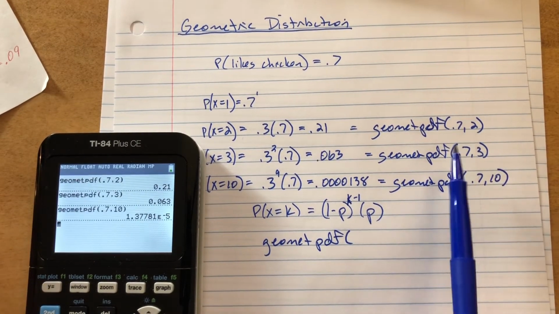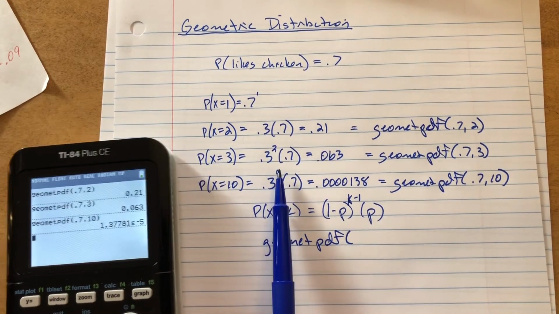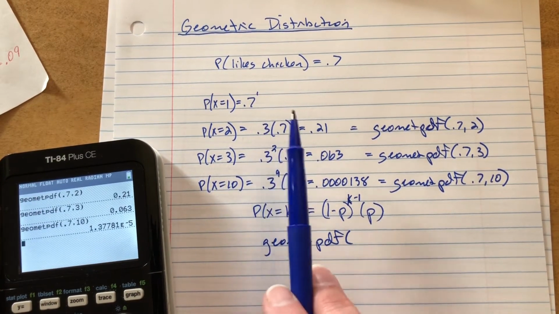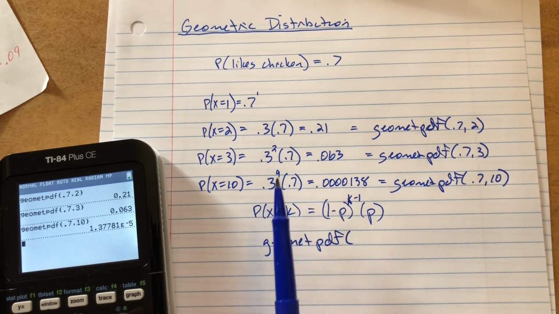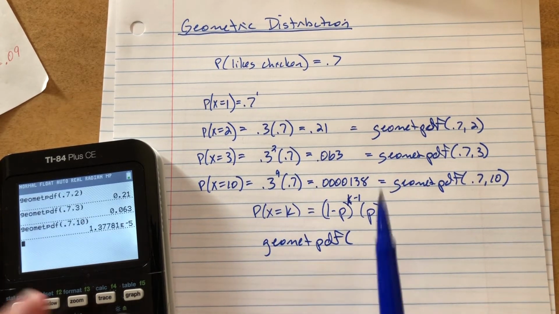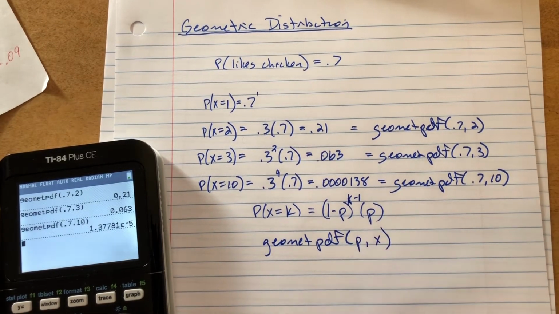Okay, so again, I wouldn't get bogged down with this, because I would think through the branch of the tree. First person doesn't like chicken, second person does. First 2 people don't like chicken, third person does. First 9 people don't like chicken, 10th person does, okay? So this is just probability in x.